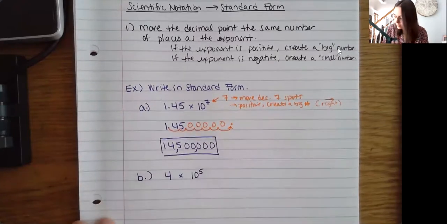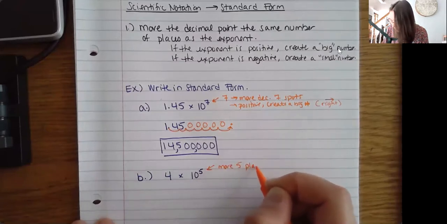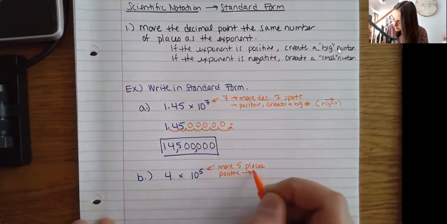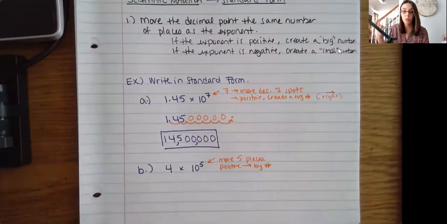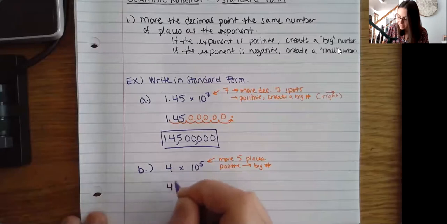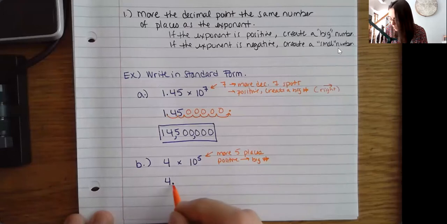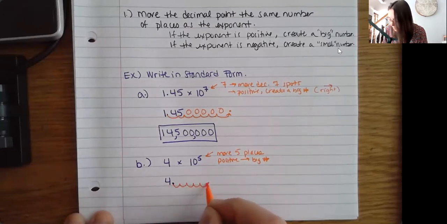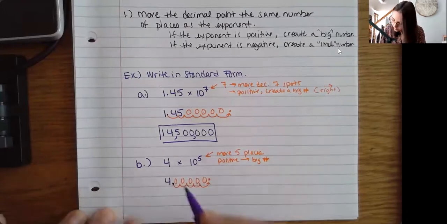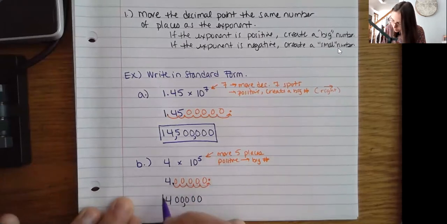Again, same idea here. I'm going to move 5 places, and because the exponent is positive, I need to make a big number, so I'm going to end up going to the right. Now, I like to rewrite, and your decimal point, don't forget, is on the right, so you have to fill that decimal point in for whole numbers. I'm going 5 spots to the right: 1, 2, 3, 4, 5, and I fill in any holes with zeros. So in this case, I have 400,000.